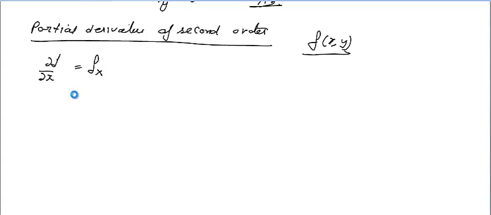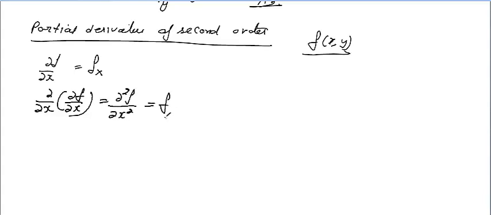If you find one more derivative of f with respect to x, you will write it as a derivative with respect to x one more time. It will be del square f by del x square. This is it, and how you will represent it in short, you will write fxx. So what will be the basic definition?